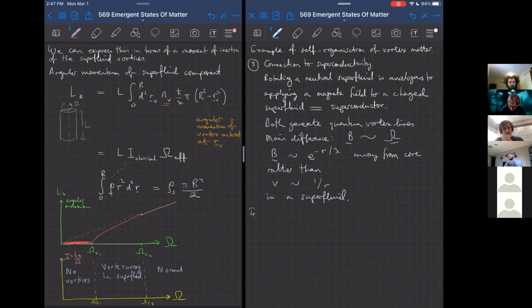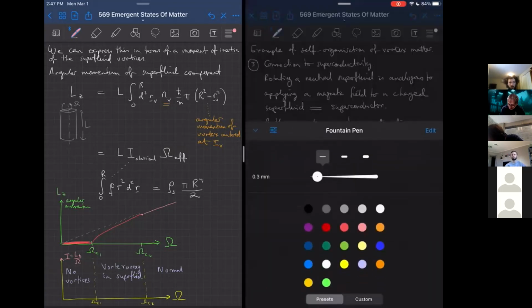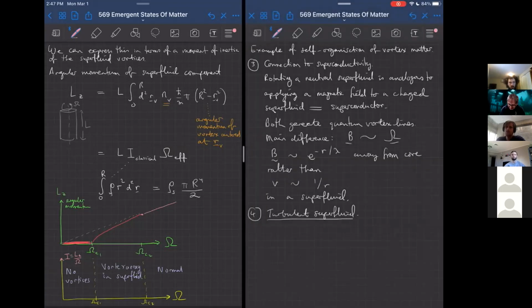The last comment I want to make is, what happens if you have a turbulent superfluid? So I'm not going to say very much about this, but basically the idea is, let's suppose I've got some box.